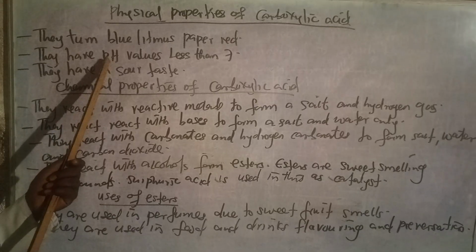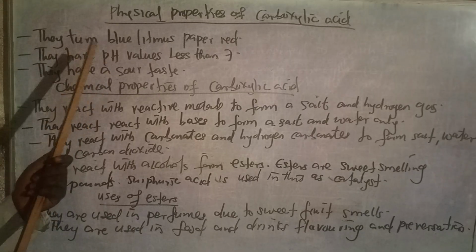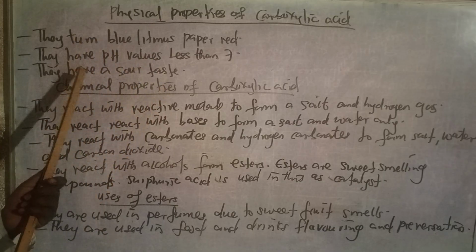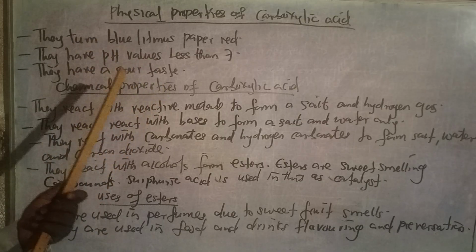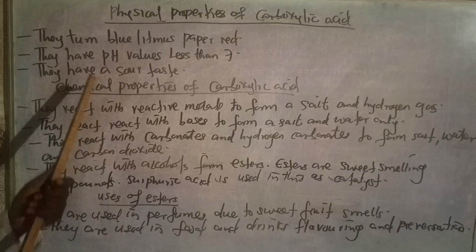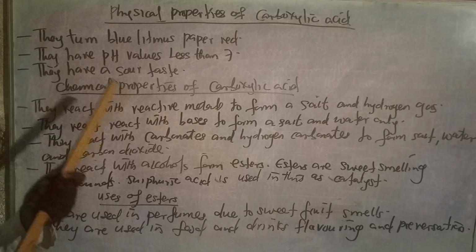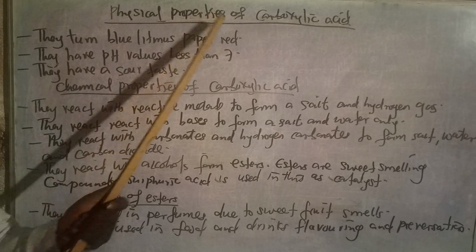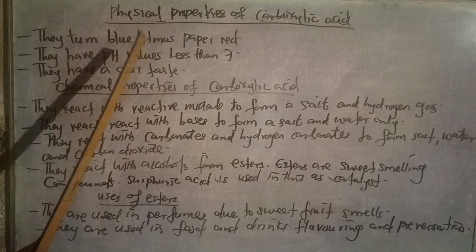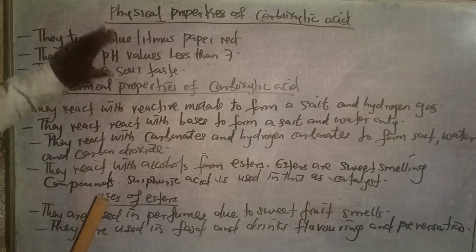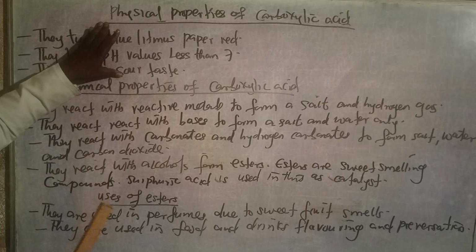pH stands for potential hydrogen. Yes. The pH value is less than 7. So anything that has a pH value less than 7 is an acid. Apart from that, they have a sour taste. So all acids, including carboxylic acid, even strong acid, have a sour taste. So these are the physical properties of acid.